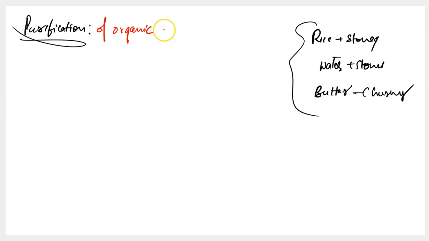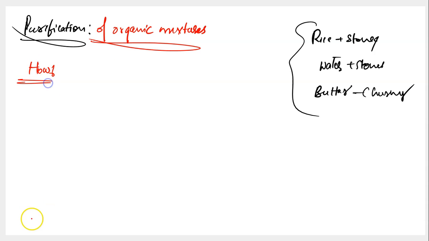So purification of organic mixtures basically is nothing but separating the components of a mixture. And how do we separate the components of a mixture? It depends. It depends upon the nature of the components that you have in the mixture.